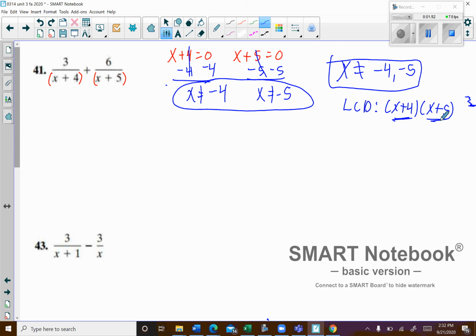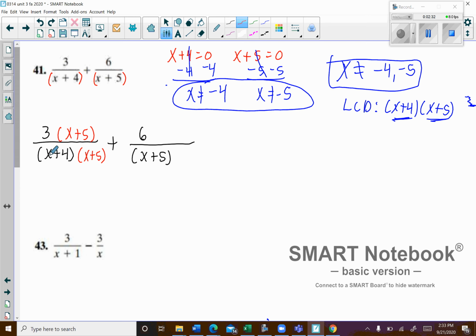So what I'm going to have to do here, and I'm going to try to color code this so we make sure this is all making sense, is rewrite what I have here, giving myself a little extra space, and you'll see why in just a second. So I'm going to have 3 over x plus 4 plus 6 over x plus 5. Now what I'm going to do here, and I'll do this in red, is multiply the first one by x plus 5 over x plus 5. So I'm introducing to the first fraction the denominator of the other one in this particular example.